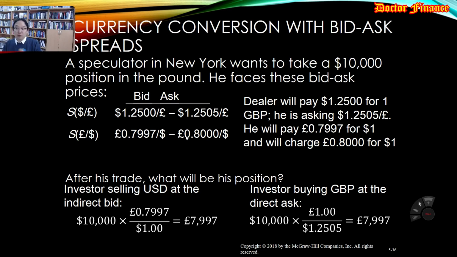Okay. After his trade, what will be his position? The investor selling US dollars at the indirect bid will get 10,000 US dollars multiplied by 0.7997 pounds per dollar. So in the end, they will get 7,997 British pounds. The investor buying British pounds at the direct ask price will get 10,000 US dollars divided by $1.2505, right? That will be 7,997 British pounds. Again, it's the same thing, interpreted in two different ways, getting the same amount.